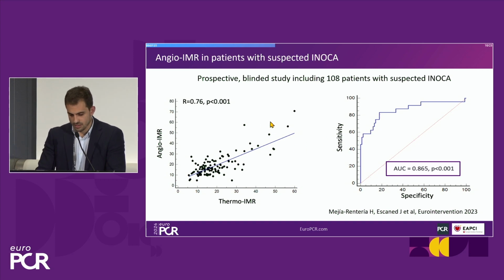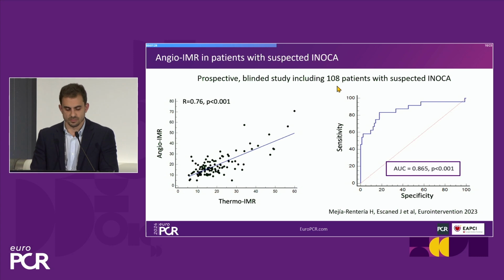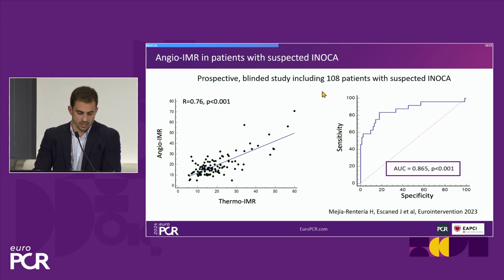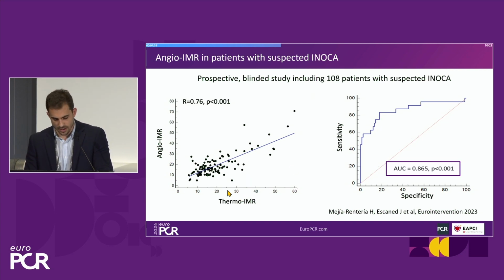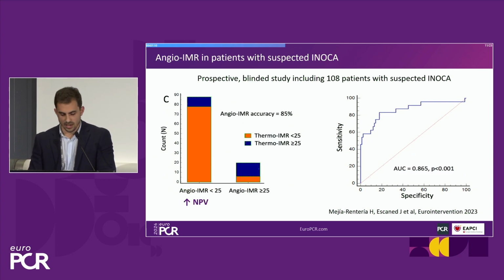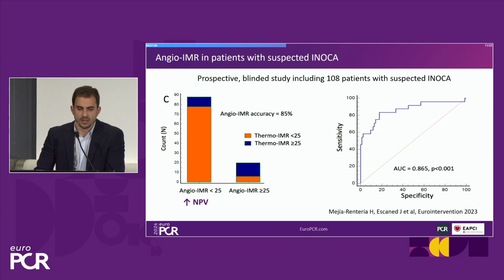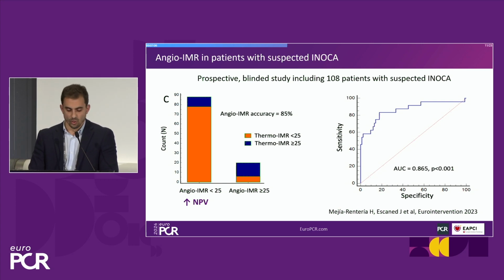In a prospective cohort of more than 100 patients with suspected INOCA and normal coronary arteries, our group performed a correlation between invasive thermodilution-based IMR and angio-IMR, showing a pretty good correlation, and also an area under the curve of 0.87, which relates to a very high negative predictive value. That means that basically we can rule out the presence of microvascular dysfunction if we have an angio-IMR under 25.